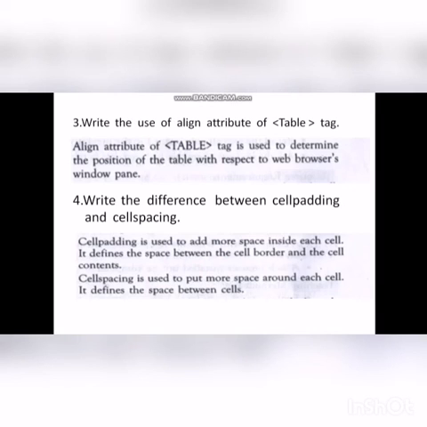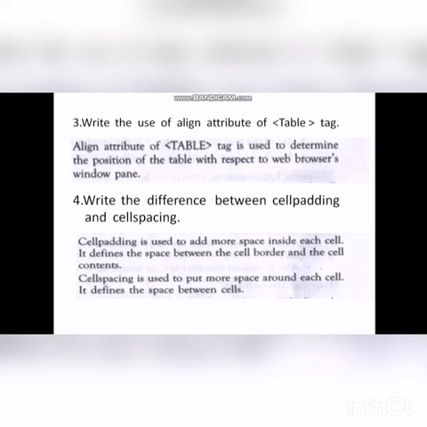Okay. Now, fourth one, write the difference between cellpadding and cellspacing. Already I explained it to you in a few words. Cellpadding is used to add more space inside each cell. That is, it defines the space between the cell border and the cell contents. Next, cellspacing is used to put more space around each cell. It defines the space between the cells.